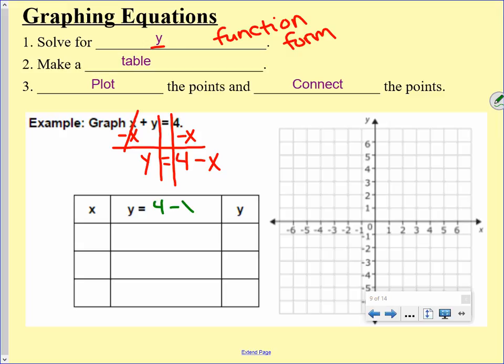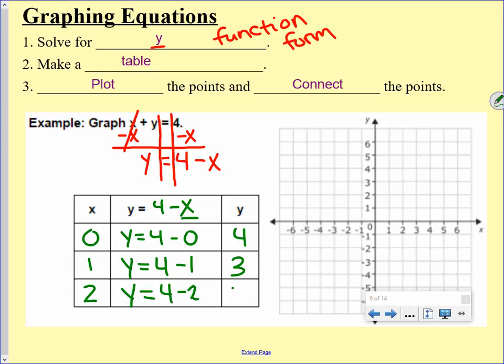For my x values, we're going to always use 0, 1, and 2. Put 0 into the function, y equals 4 minus 0. We replace x with 0. 4 minus 0 is 4, so y equals 4. Put 1 into the equation, y equals 4 minus 1. 4 minus 1 is 3. Last one. Put 2 into our equation, we get y equals 4 minus 2, so y equals 2.